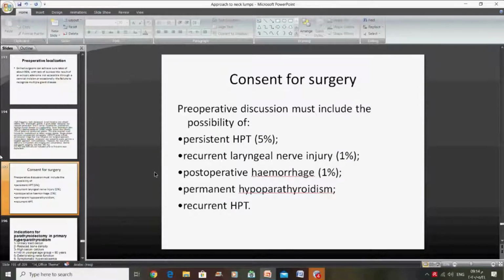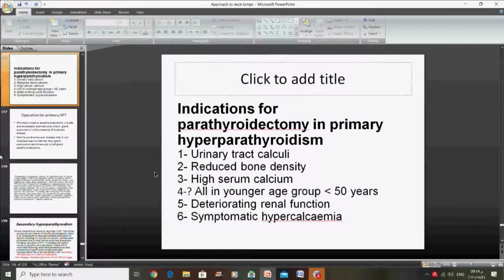Preoperative discussions. Here, before the surgeon operates, the patient must be informed of the possibilities of persistent hyperparathyroidism, recurrent laryngeal nerve injury, postoperative hemorrhage, permanent hypoparathyroidism, and recurrent hyperparathyroidism. The indications for parathyroidectomy in primary hyperparathyroidism are urinary tract calculi, reduced bone density, high serum calcium, younger age below 50 years, deteriorating renal function, and symptomatic hypercalcemia.